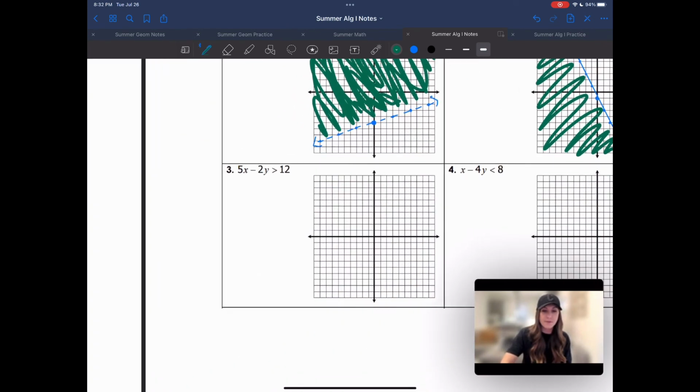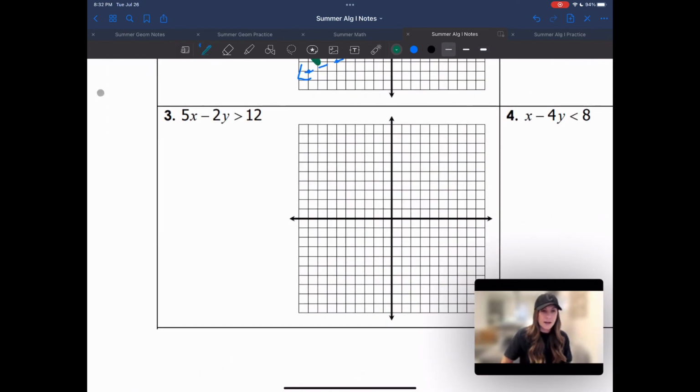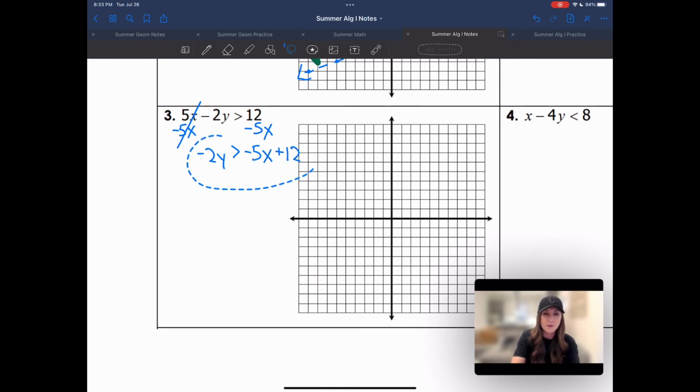All right, 2 left. Now number 3, it's not in slope-intercept form, unfortunately, so we got to do some math to get it into slope-intercept. We have had a lot of practice with this, so we know we first want to subtract the whole 5x away from that side and the other side. That's going to cross out, and we end up with negative 2y is greater than, and I'm going to put the x term first, so negative 5x plus 12.